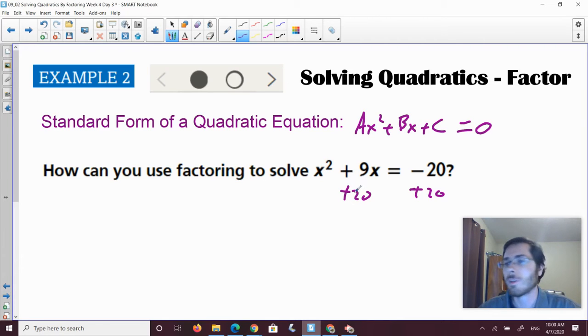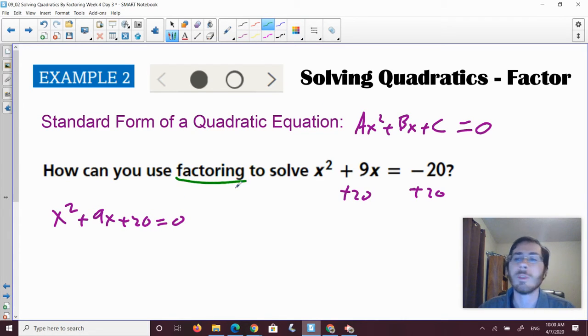Now x squared doesn't combine with 20. Those are not like terms. Neither are 9x and 20. So we just have x squared plus 9x plus 20 equals 0. Now we factor.